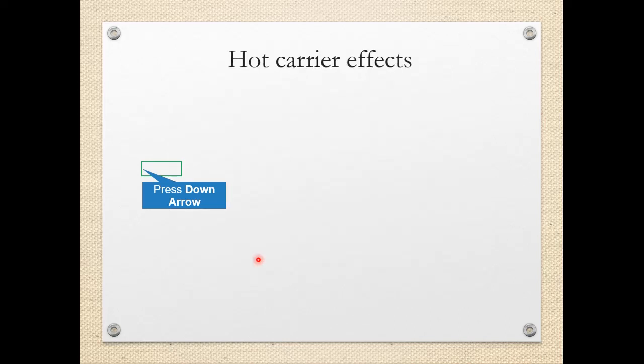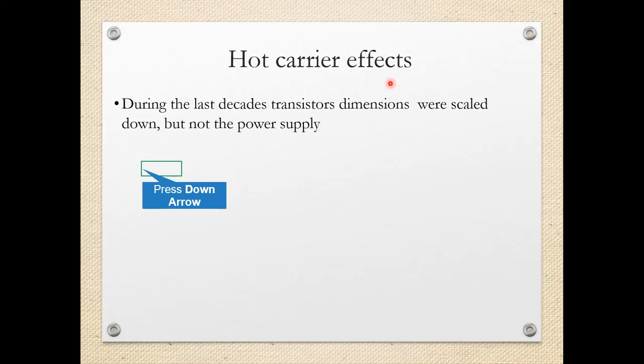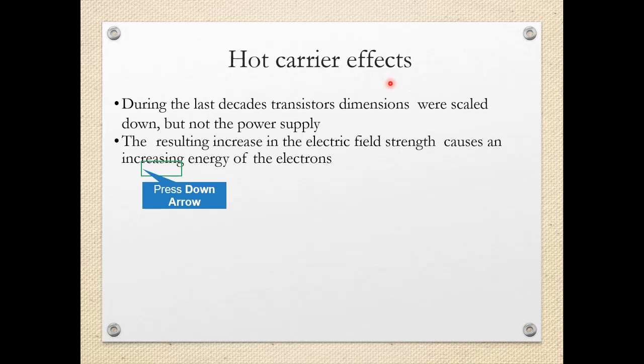The next important effect that we are going to study is the hot carrier effect. So what is this hot carrier effect? During the last decade, transistor dimensions were scaled down, but not the power supply. So we have reduced the transistor size, but the power supply which we are using is not reduced much. The resulting increase in the electric field strength causes an increasing energy of electrons. So the excitation which we are giving remains the same, and the size of the device is reducing. So that will result in a high electric field strength.